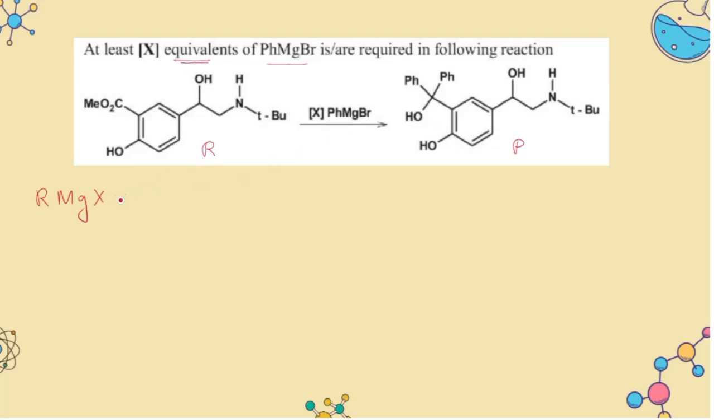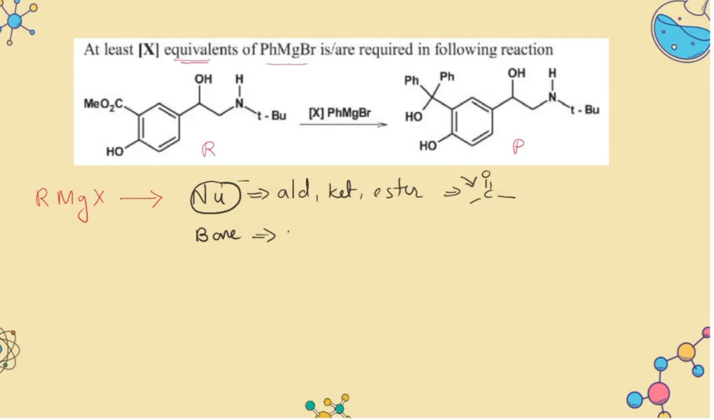Now, in order to answer this, you should know that the Grignard reagent will act as a nucleophile as well as a base. What does that mean? Whenever we have aldehydes, ketones or esters, there is an electrophilic carbon. So because of this electrophilic carbon, the Grignard reagent will act as a nucleophile and it will attack the electrophilic carbon.